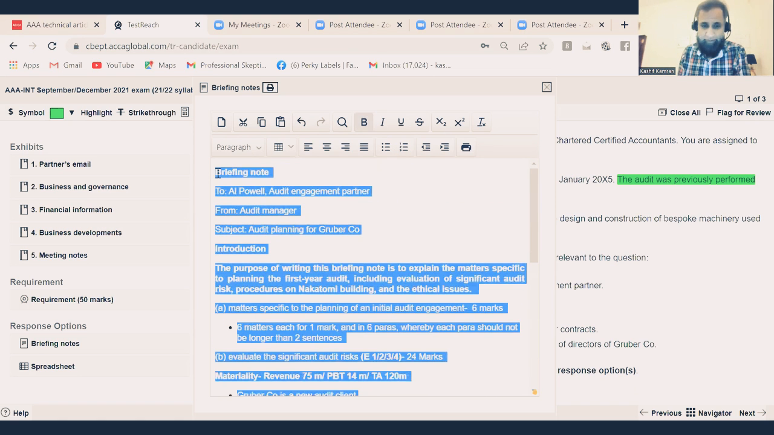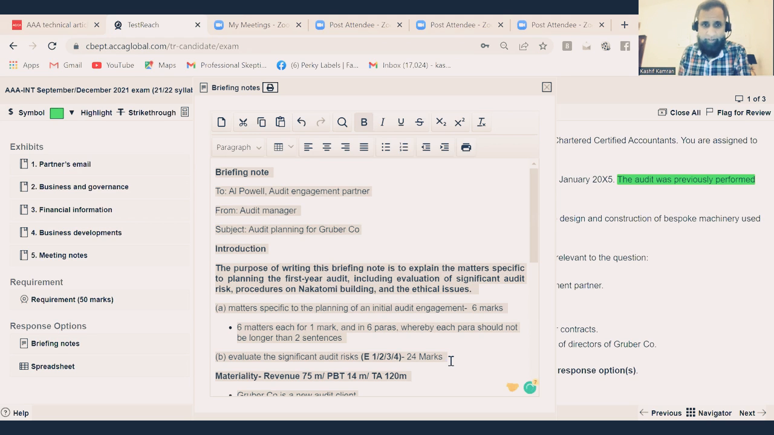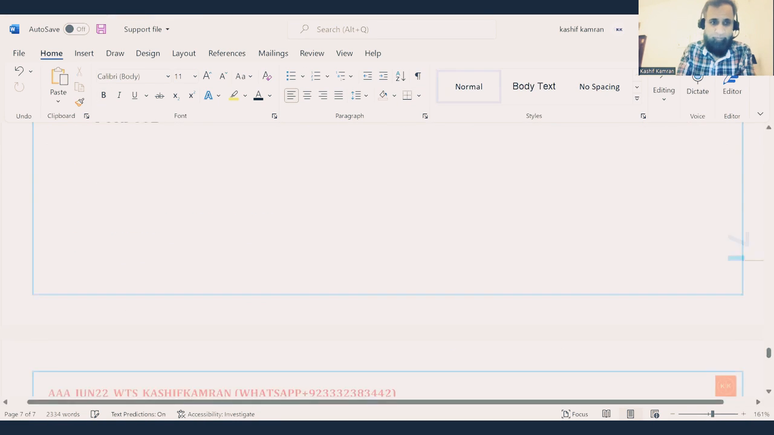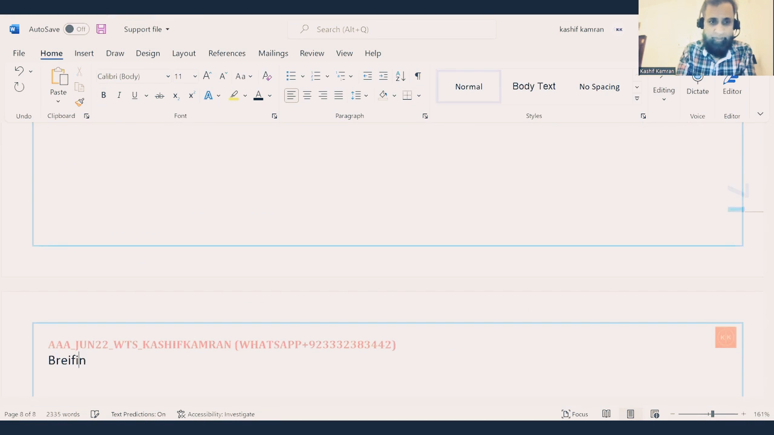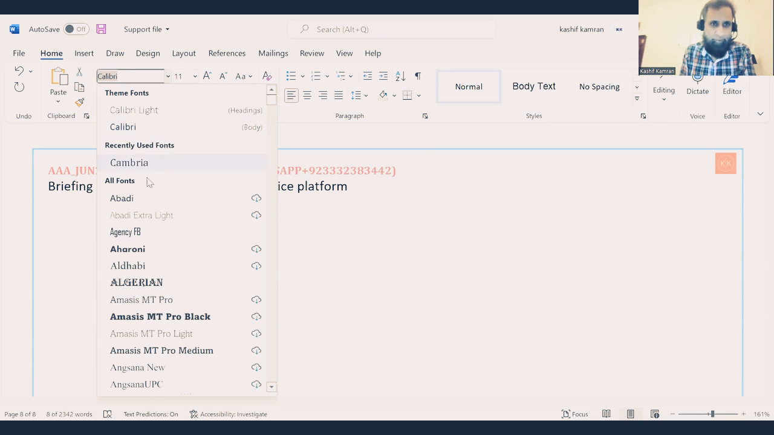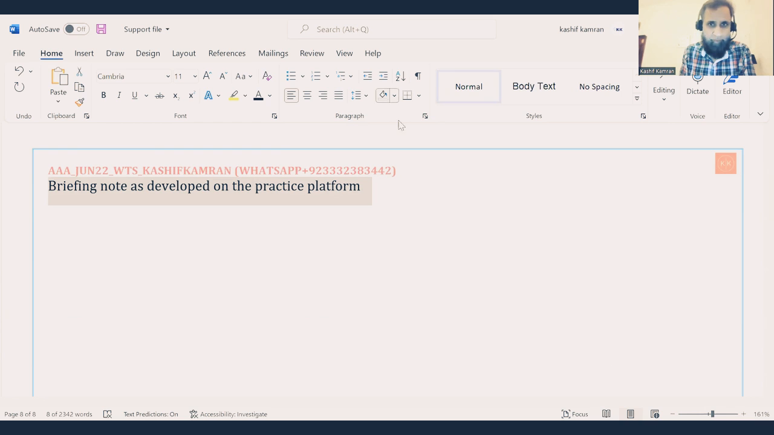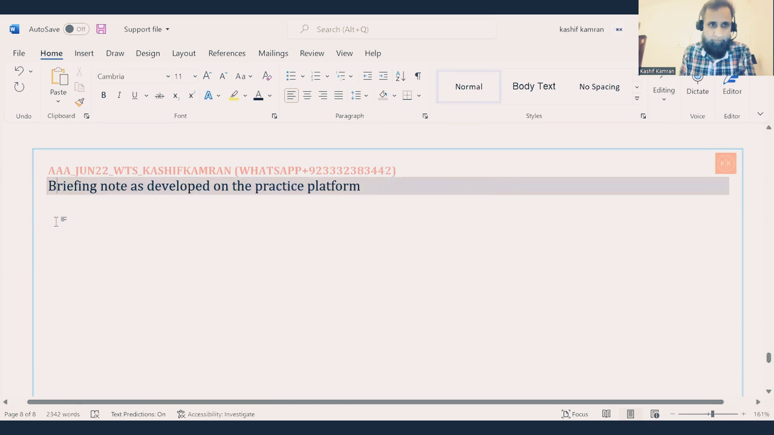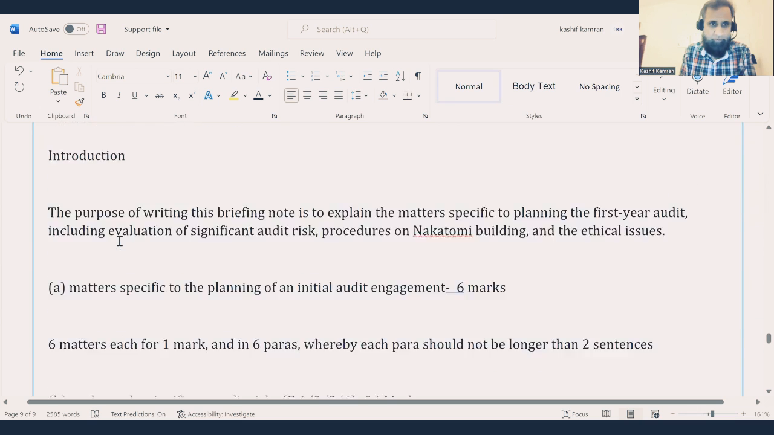If I can just copy the format of the briefing note and paste it on my Word file, you get it once you get this Word file here. The briefing note as developed on the practice platform. So you can get this as a printout in PDF form at the end of the session. I hope that will benefit you, all of you, in terms of the format of the briefing note. Okay, I've just pasted the briefing note here.